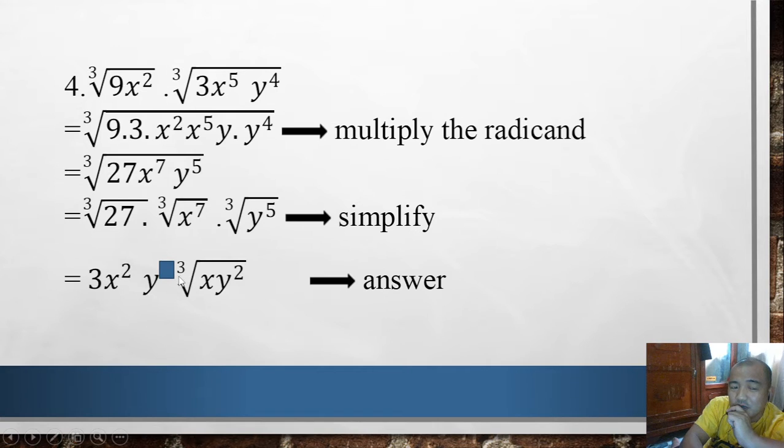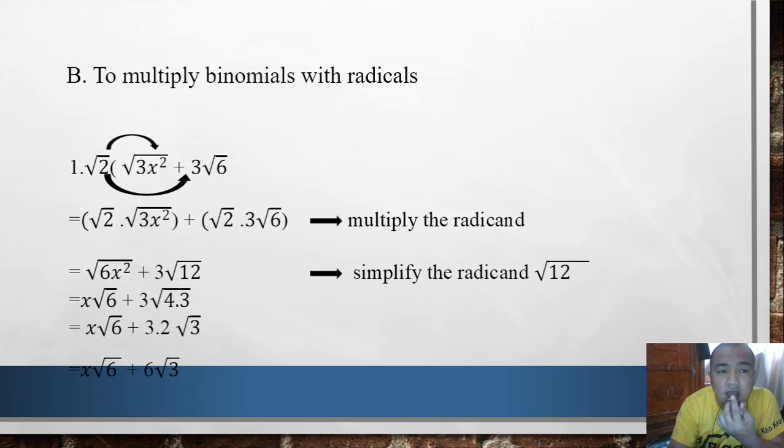Alright, so the answer should be 3x squared y, the cube root of xy squared. What's left here is y cubed times y squared, so y squared remains inside. Here, x to the 6 times x, so x remains. So the answer should be 3x squared y cube root of xy squared. And the correction here is that there should be a y there. Alright, sorry for the typographical errors. Next, to multiply binomials with radicals.